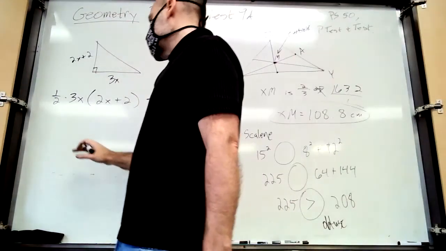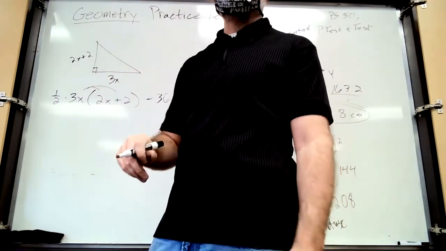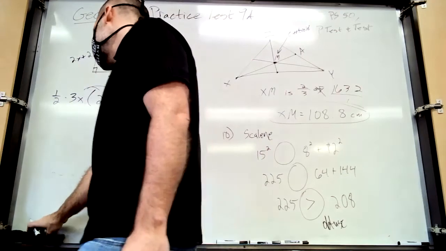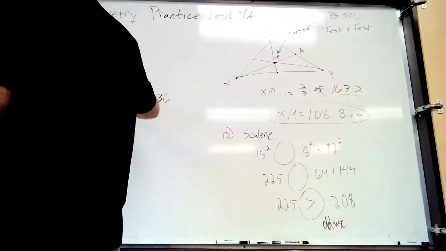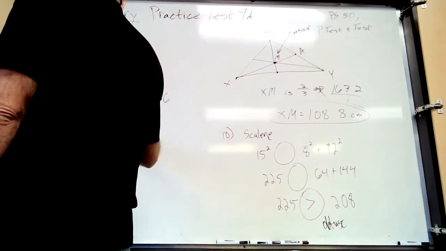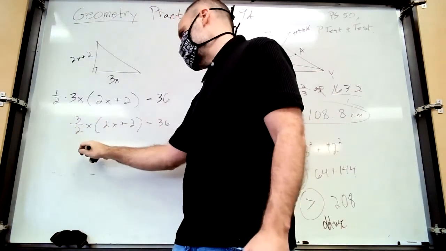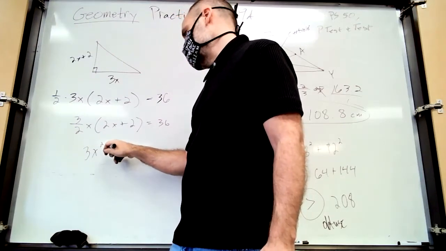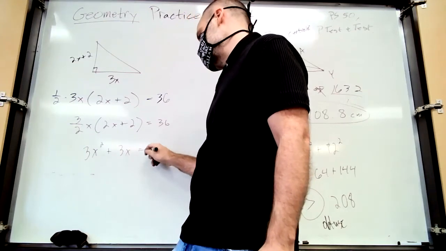Okay, so let's see here. Let's just do this first, and then we'll multiply everything. Or, well, no, let's not do that first. We'll go 1/2 times 3. So this is 3/2 x times 2x plus 2. So then you get 3x squared plus 3x equals 36.